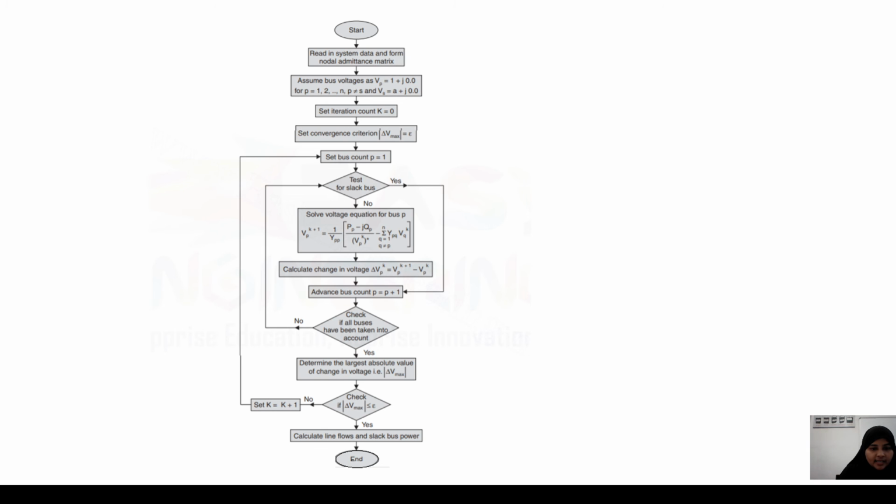Check if mod of delta Vmax is less than or equal to epsilon. No means set k equal to k plus 1 and go back to set bus count p equal to 1, and the steps will be followed again. Then check if mod of delta Vmax is less than or equal to epsilon. Yes means calculate the line flows and slack bus power.